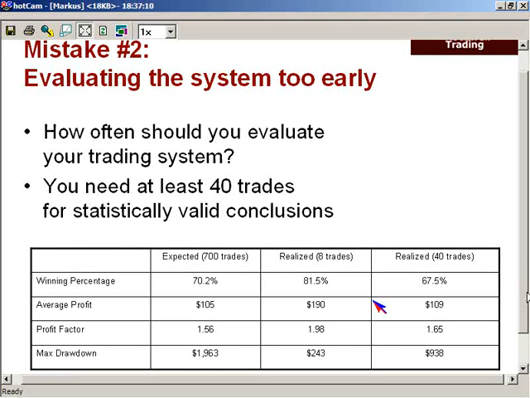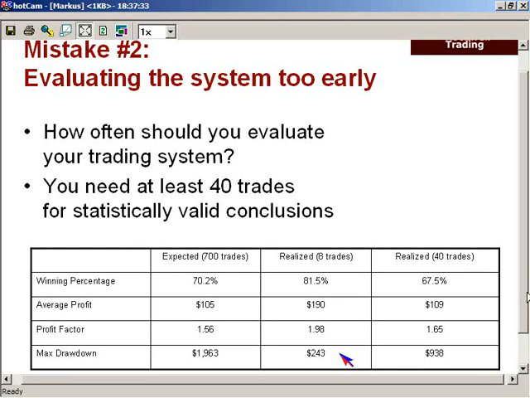Okay, so after 8 trades, you see, realized a winning percentage of 81.5%. The average profit, 190%. The profit factor, a whopping 1.98. You see it here. And the maximum drawdown, only 243. Now, some traders at this point might think, hey, look at this. I'm the king of the world. I'm better than my expectations.